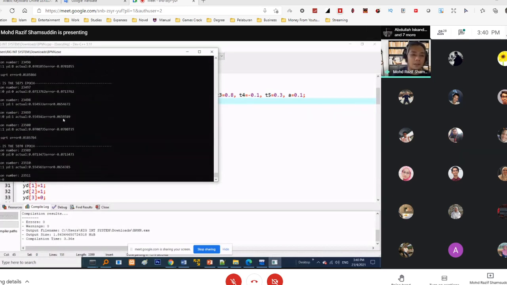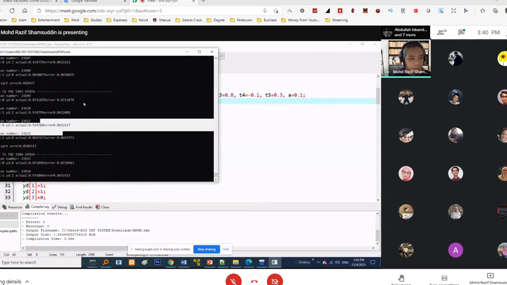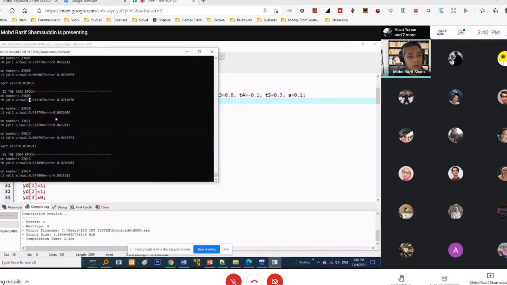If I stop it for a while, now the program has already reached 5903 epochs. As you can see, the actual output of the network is almost zero here, almost one, and almost zero. It tries to produce the correct output, 0110, and there's an error here.